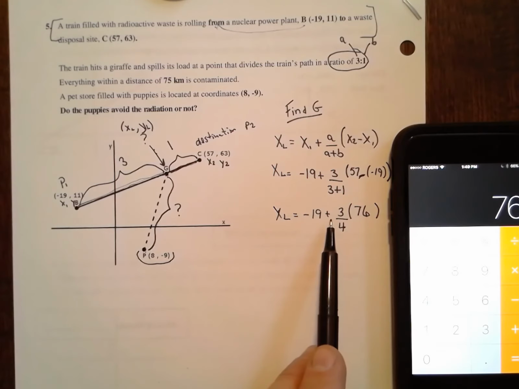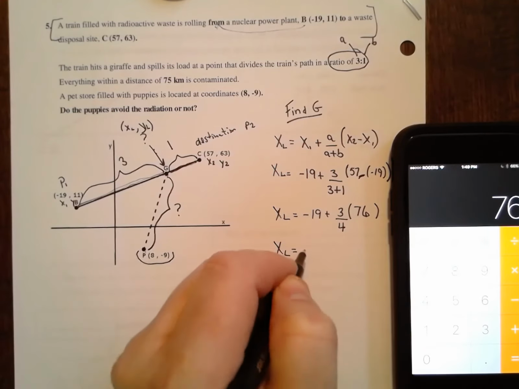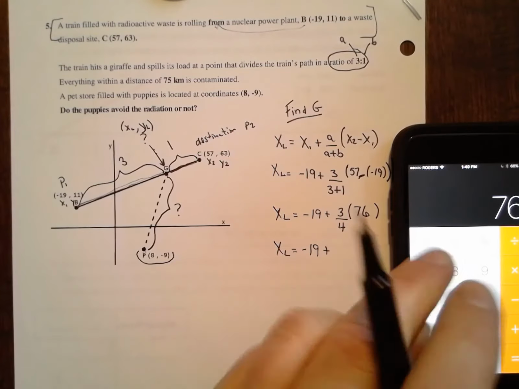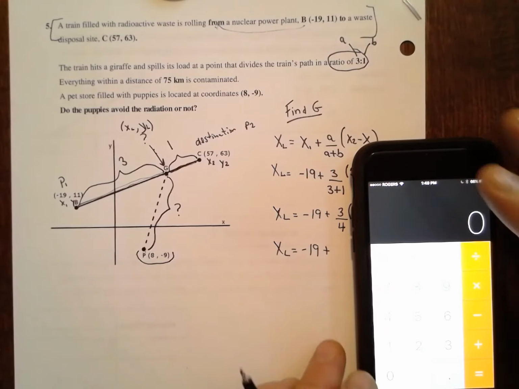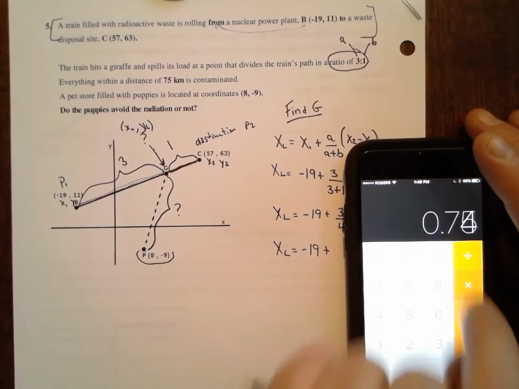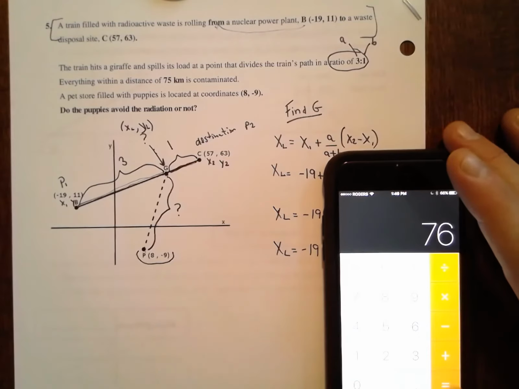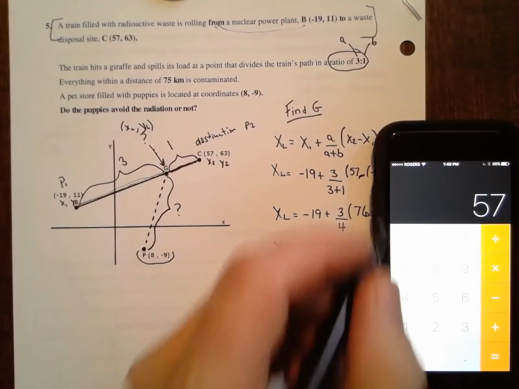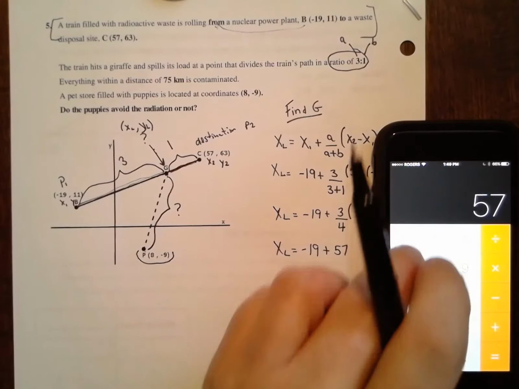At the end, we'll then add it to negative 19. So XL is equal to negative 19 plus. Here we go on the calculator, and I apologize, the numbers are tough to see, but I'll read them out as I punch them. So it's 3 divided by 4 times, there's the 0.75, and then times that by 76 and hit equals. And there's your 57. So it's negative 19 plus 57.